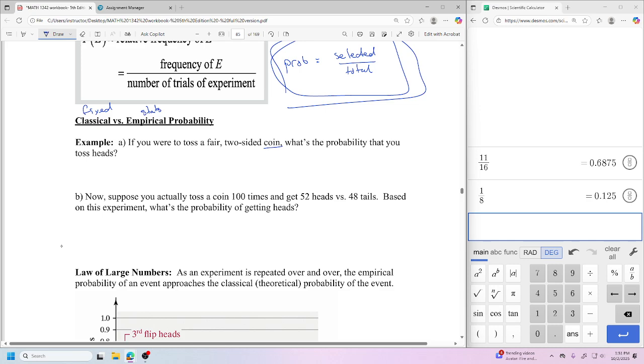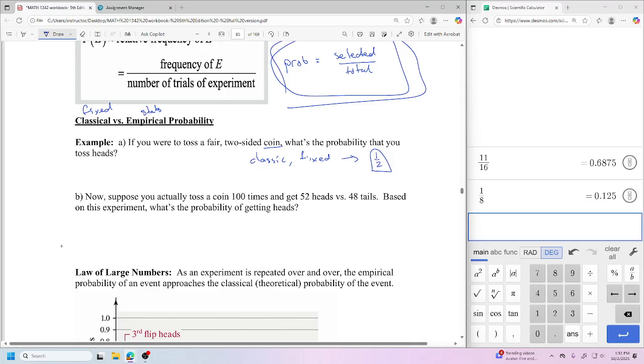Fixed. Classical. Yep, classical, fixed. And we can even find out what this probability is. It says, what's the probability of a heads? That's kind of easy. What is that? Yeah, 1/2. Yeah, that was it. Pretty easy. Cool.